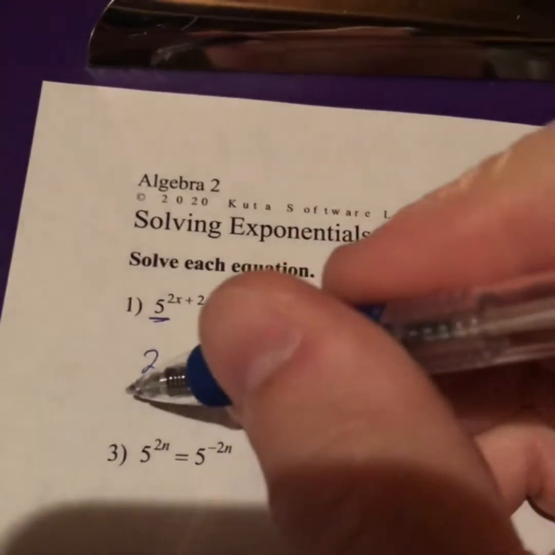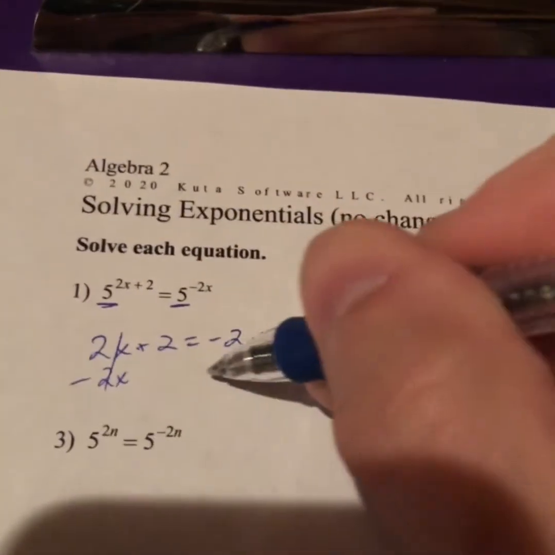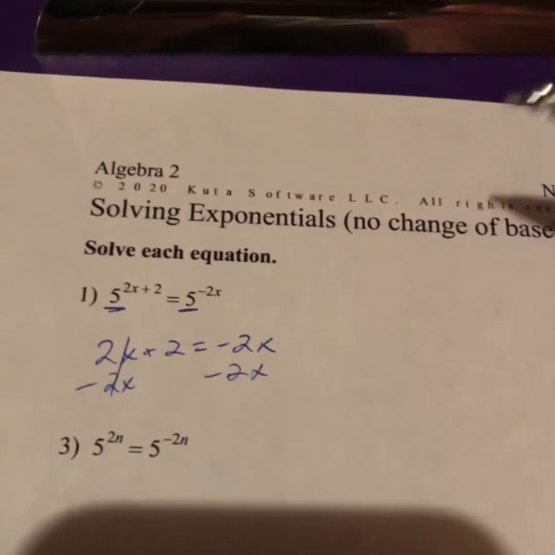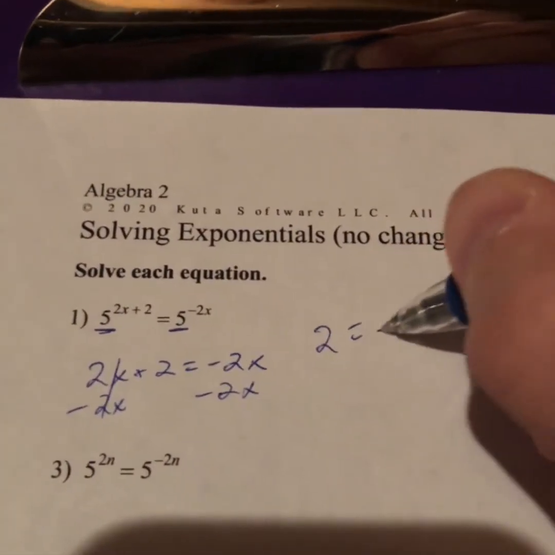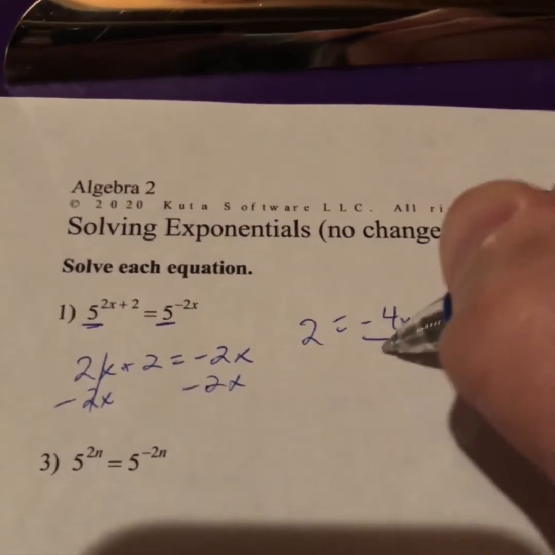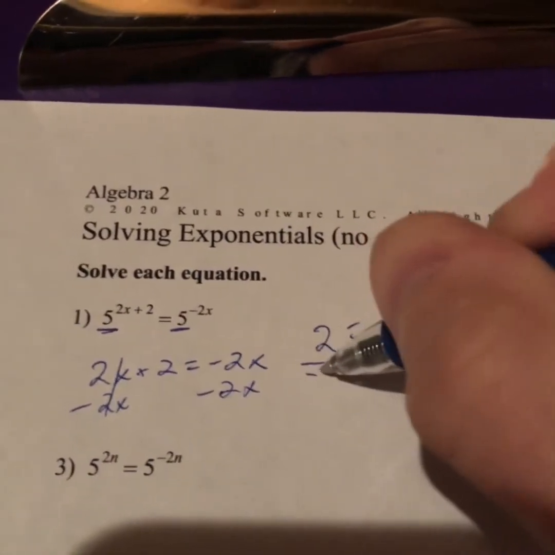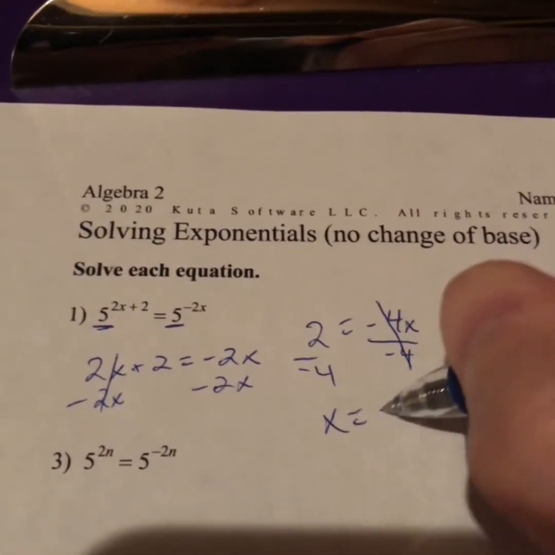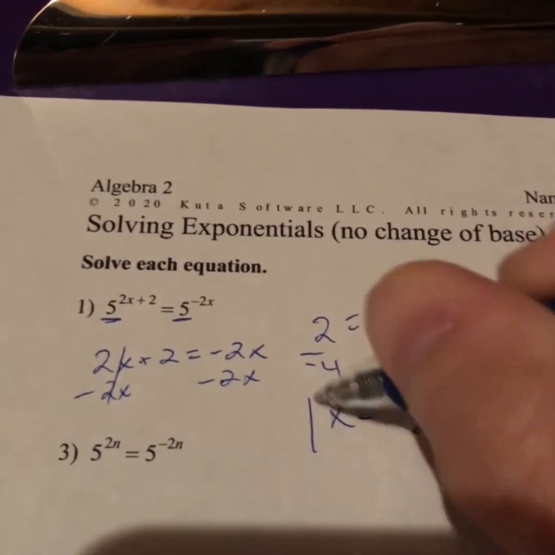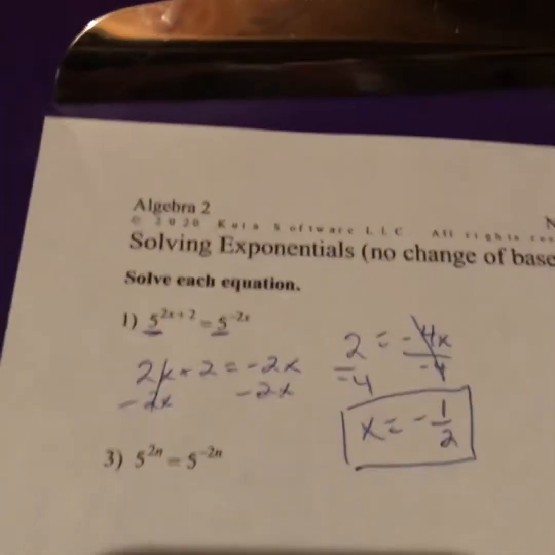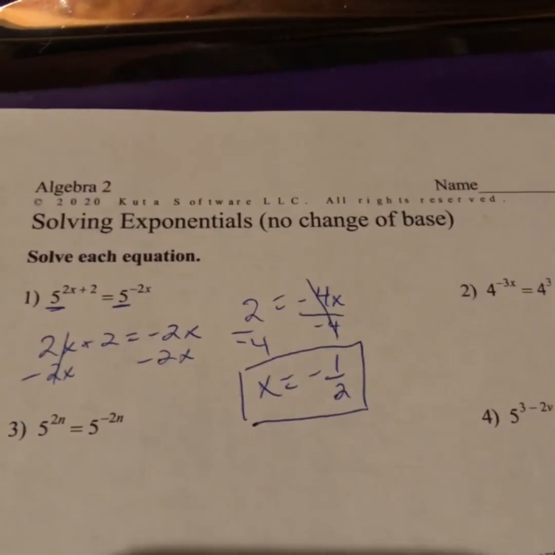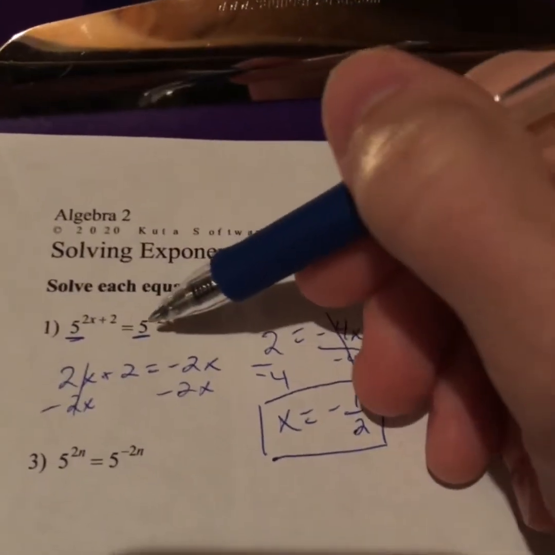I would probably subtract 2x, and then we'd get 2 equals negative 4x. Divide by negative 4, x equals negative 1/2. All right, and that would be it. You could plug it back in, make sure.